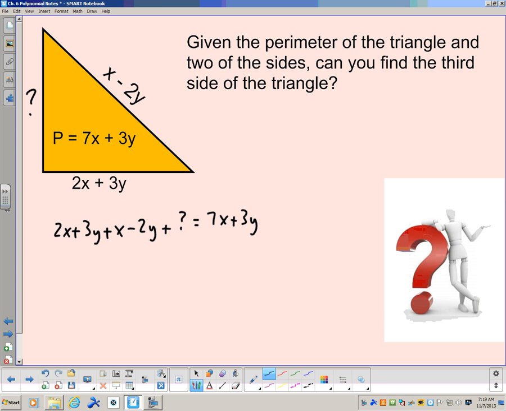So combining my like terms on the left-hand side, I've got 2x plus 1x gives me 3x. And I combine my y's, 3y minus 2y gives me plus y.